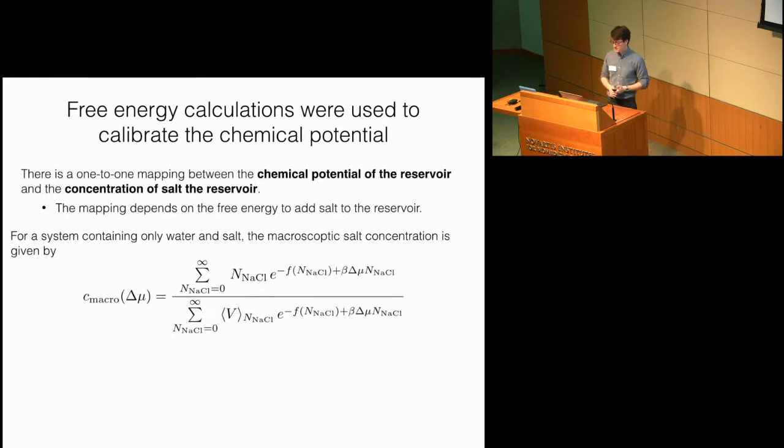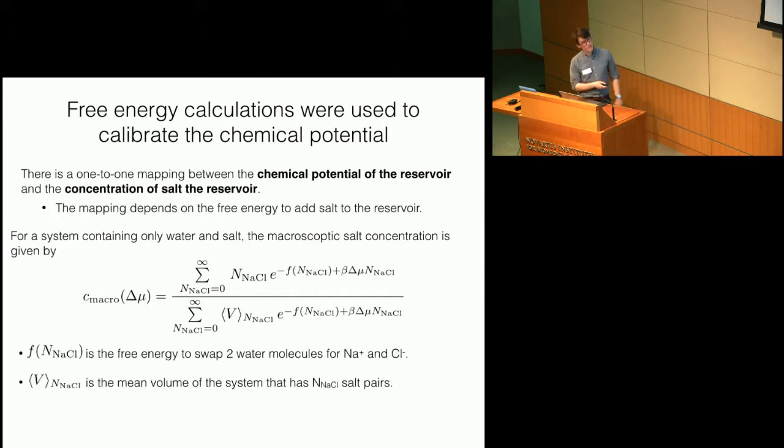I can't go into too much detail on how we calibrated the osmostat, but as I mentioned, there's a one-to-one relationship between the chemical potential and the concentration of the reservoir, and the mapping depends on the free energy. So this is the equation we use to map chemical potential to concentration in the reservoir. It's a big equation, but this F is the free energy to swap two water molecules, and this V is the average volume in the system.